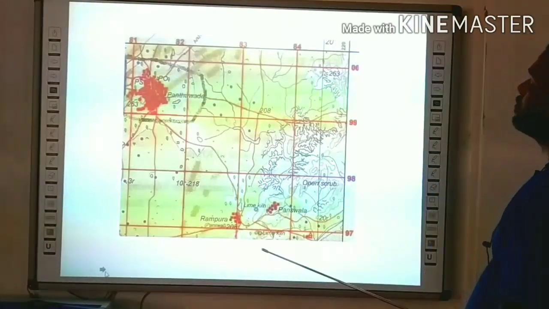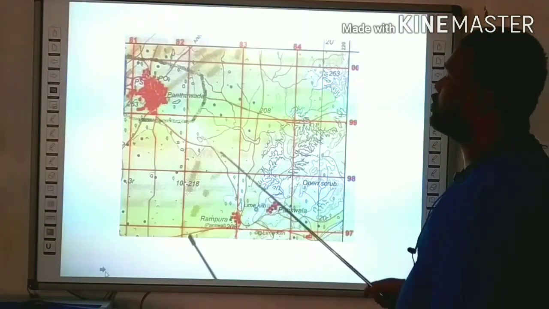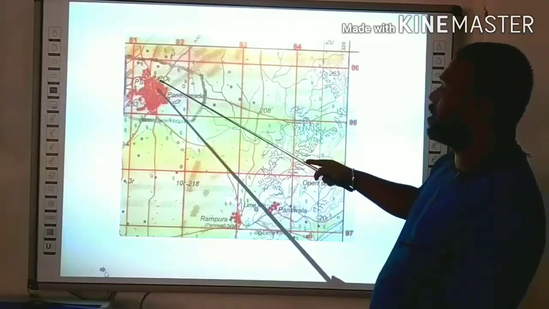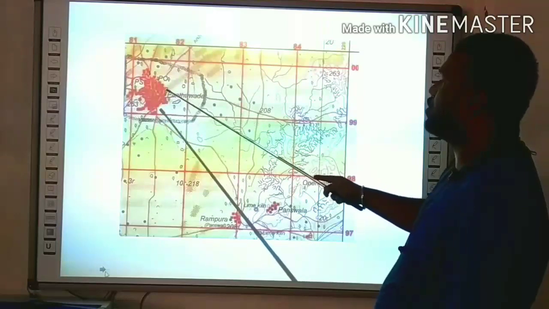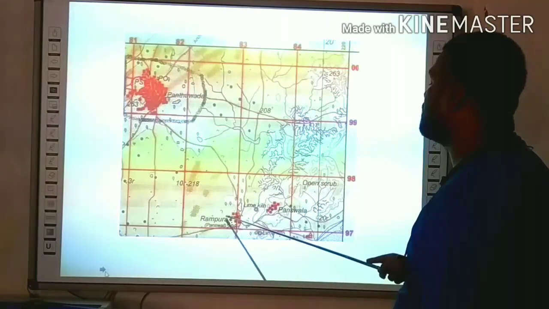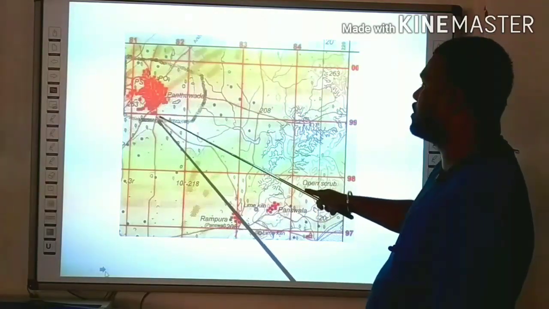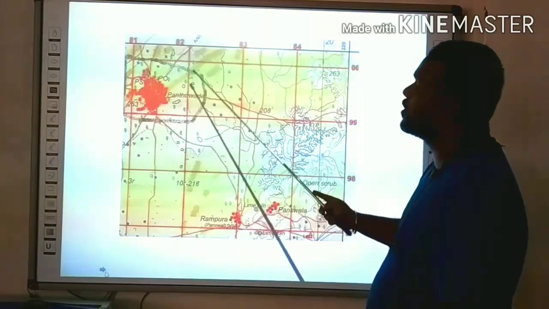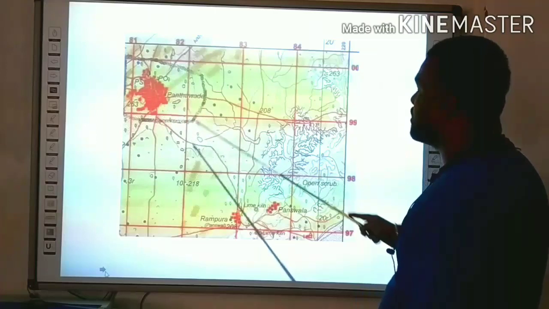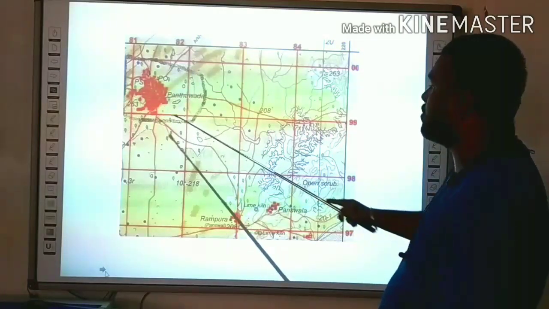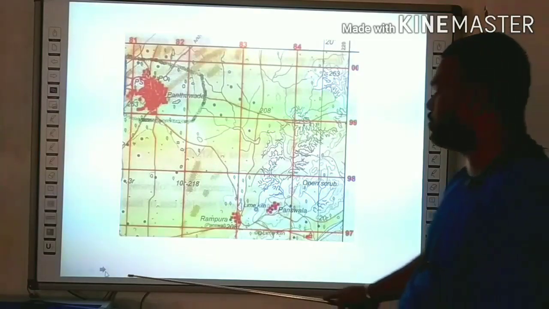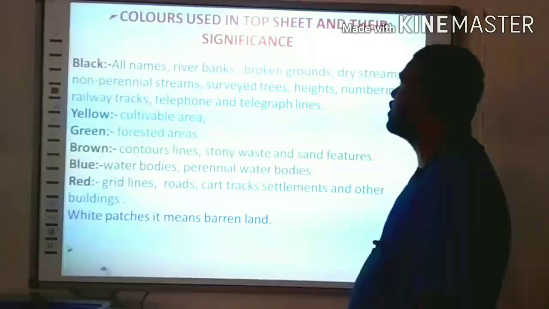Now let us try to find out the same in this map. So these two settlements, this is settlement Pathanwara and this is settlement Rampura. What you will do? You will find the distance between these two places along this cart track. I hope you understood, and you will be able to do it.